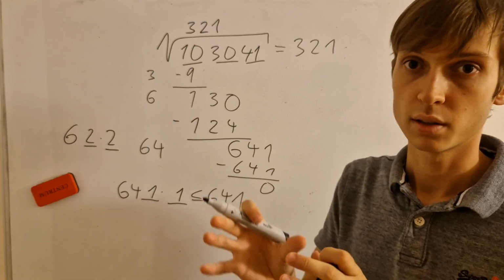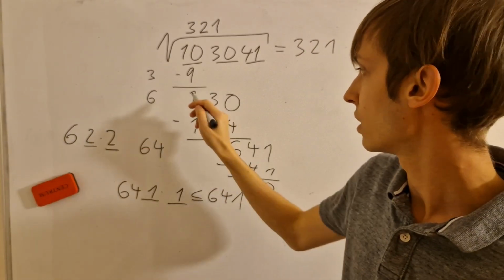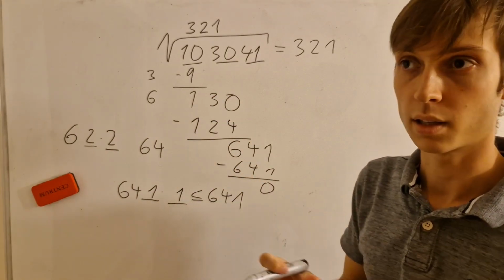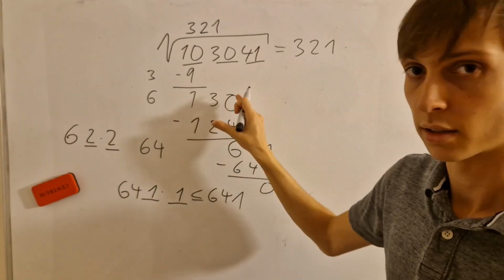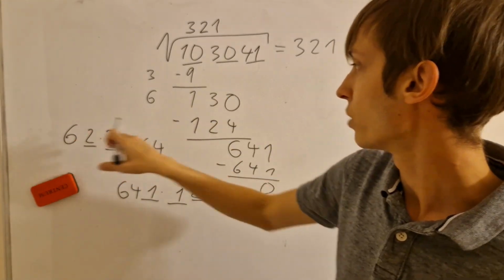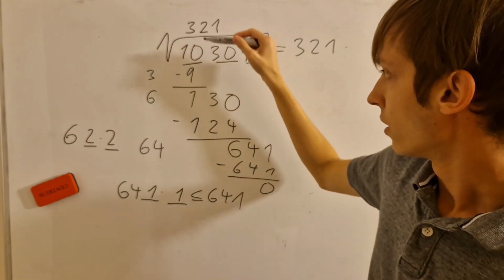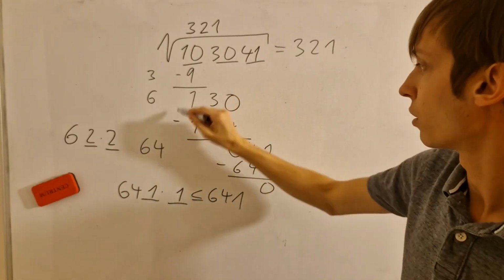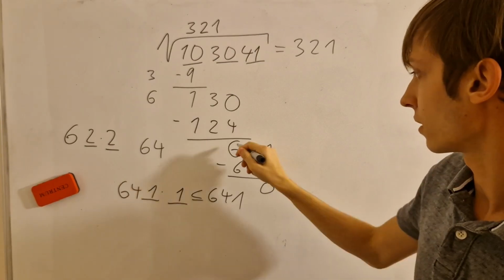So the biggest number that we can put here and multiply such that it's smaller than 130 or equal to it. But if we took one number higher than that, it would already surpass it. So that's going to be 2 in this case. So we write it as the second number of the result. And because 62 times 2 was this, we subtract it from the 130. We get as a result 6.